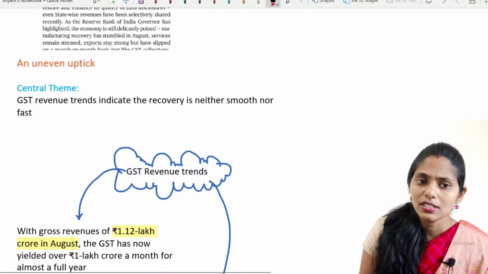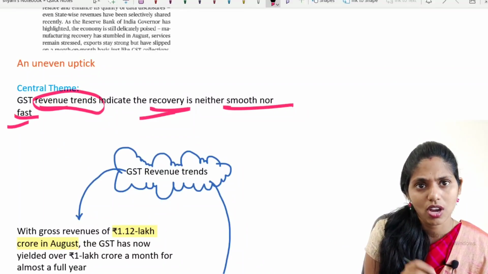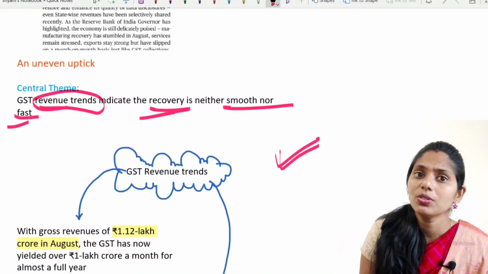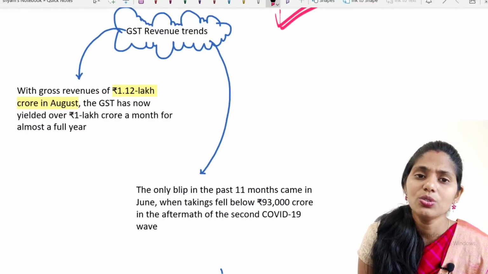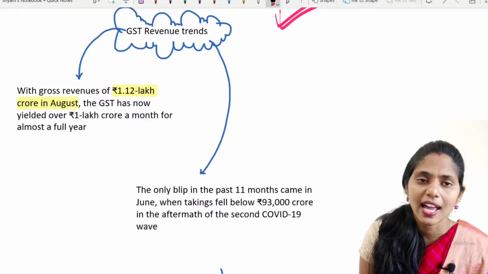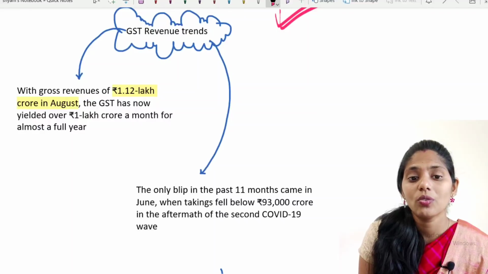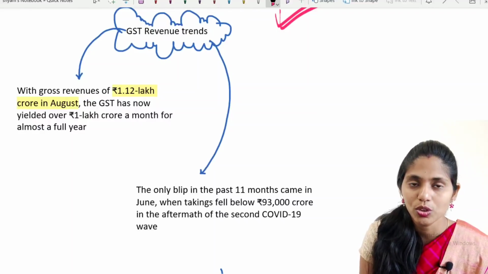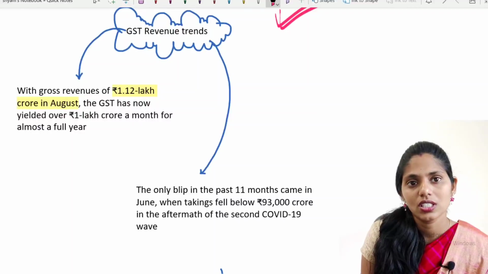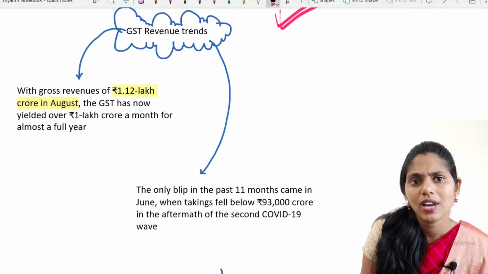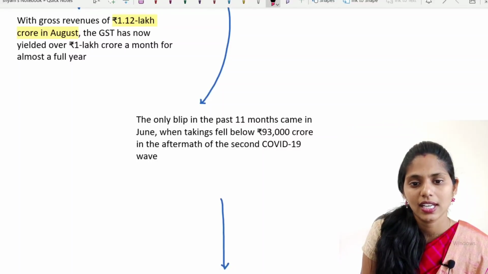Now let's try to see the central theme. It mainly says that GST revenue trends indicate the recovery is neither smooth nor fast. So let's talk about these GST revenue trends. In this August, the gross revenue of rupees 1.12 lakh crore was collected. GST has now yielded over 1 lakh crore a month for almost a full year. When COVID-19 was imposed, we saw just 93,000 crore, but for the last 1 year we have been collecting more than 1 lakh crore.